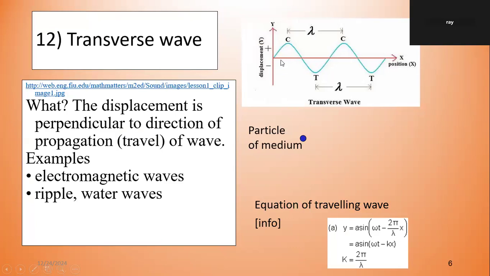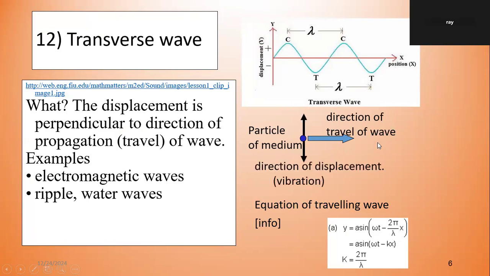We can think of it as an instant photograph of the wave moving. Right? Know how to represent it. This is the direction of travel and the direction of displacement or vibration. Don't worry about the equation. If you are going to study physics in first year, you will learn the equation. The wave can be represented by an equation.